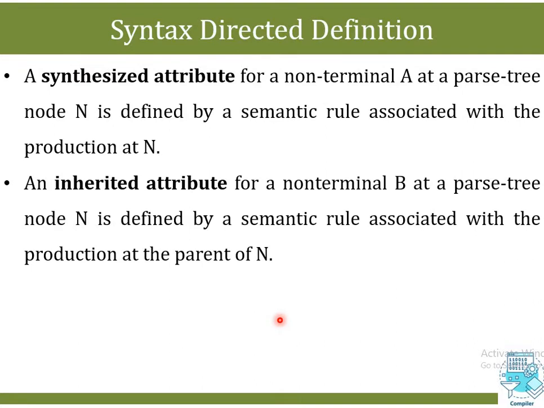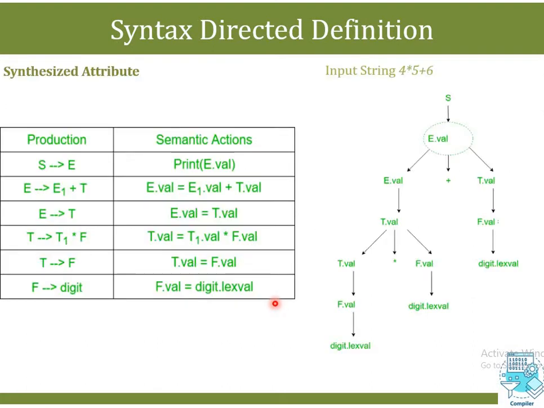And there is something called an inherited attribute, in which we evaluate the value of the particular attribute by referring either to its parent node or to its sibling node. So these are the two types of attributes. Now let us discuss some examples of these two types of attributes. First let's discuss a synthesized attribute.